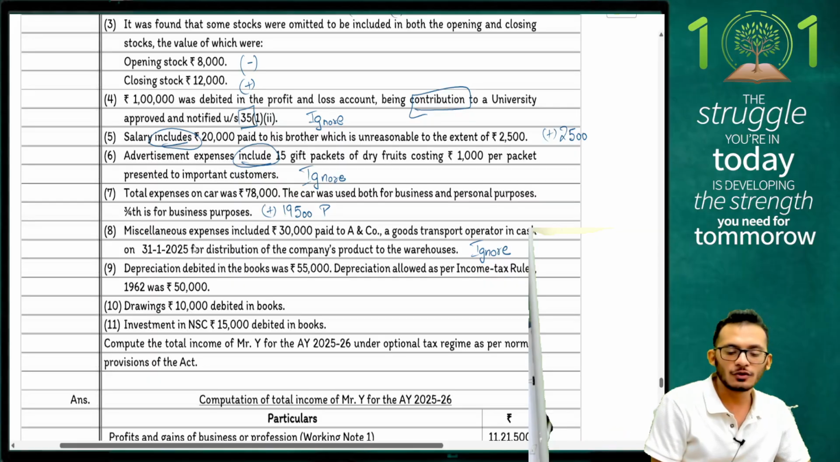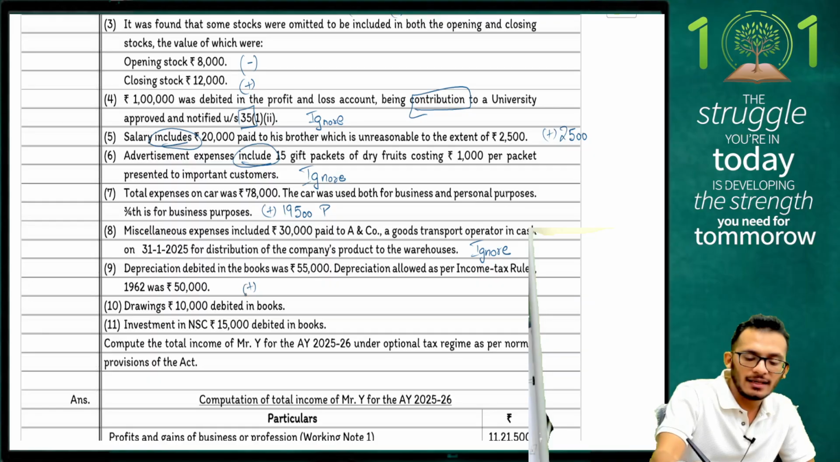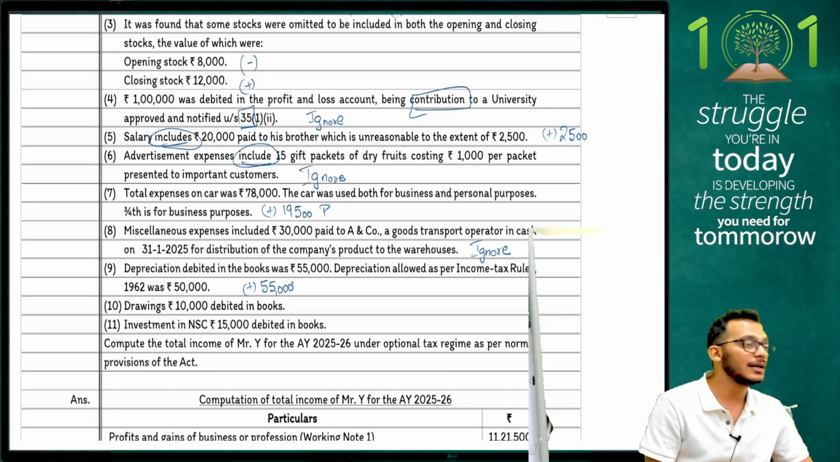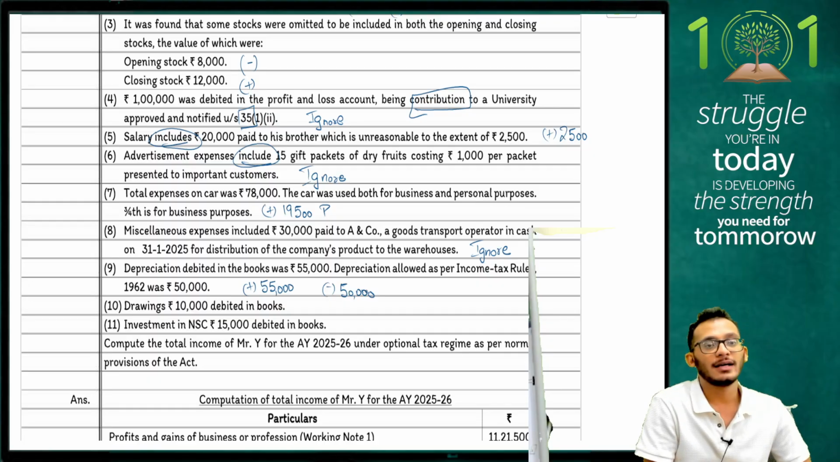Depreciation which is debited to books of accounts is 55,000. I will disallow 55,000. Depreciation allowed under income tax is 50,000. I will claim 50,000. Correct? Yes. Next line. Drawings 10,000 debited in books.